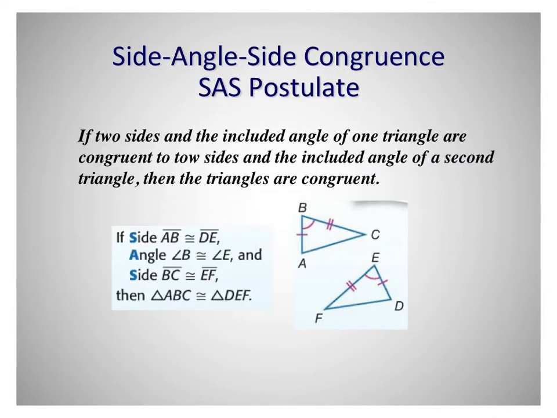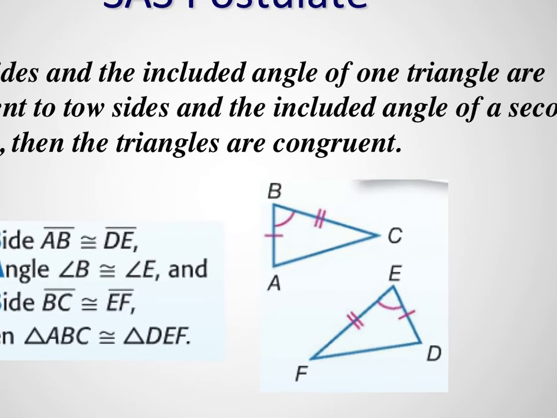The second theorem, side angle side, says that if we have 2 sides and the included angle of one triangle, and they're congruent to 2 sides and the included angle of a second triangle, then the triangles are going to be congruent. So what's important here is when you have 2 sides congruent, the included angle means the one that's in between the 2 congruent sides.